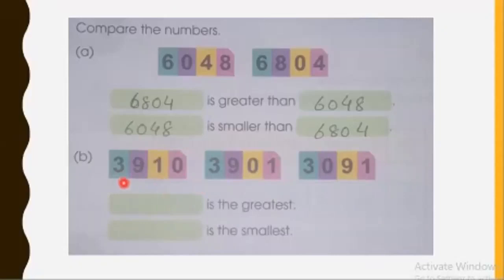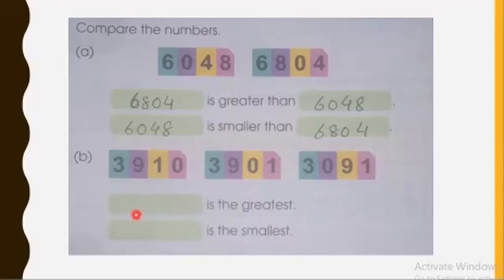I am trying to say that only these four digits, 3910, are used in this box and in this box, but their places are changed. Let's read the number: 3910, 3901, and over here 3091. They are just checking whether you understand this concept of comparing numbers or not. So let's compare the numbers.